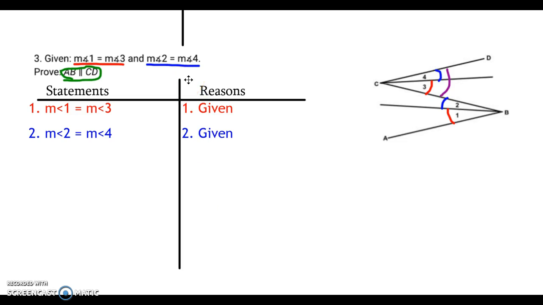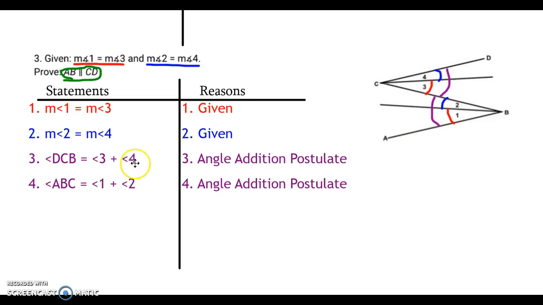The next thing that we should have identified is that these two angles are comprised of 1 and 2 and 3 and 4, respectively. Those are the angle addition postulate: DCB is equal to 3 and 4, and ABC is equal to 1 and 2. Another thing that we should have noticed is that angles 1 and 2 are equal to angles 3 and 4, respectively. So that means this 1 can be replaced with a 3, this 2 can be replaced with a 4. So angle ABC is equal to 3 and 4. Well, check this out. 3 and 4, 3 and 4.